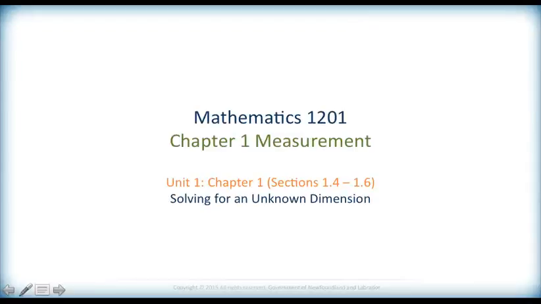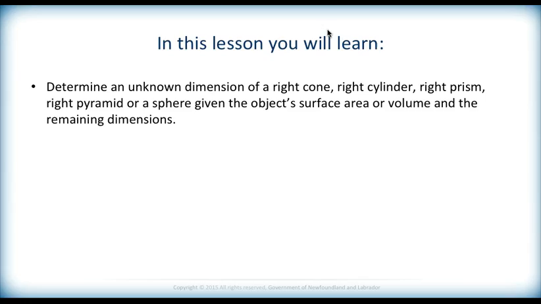In this lesson, we will cover Unit 1, Chapter 1, Sections 1.4 to 1.6, Solving for an Unknown Dimension. In this lesson, you will learn how to determine an unknown dimension for a right cone, right cylinder, right prism, right pyramid, or a sphere, given the object's surface area or volume, and the remaining dimensions.